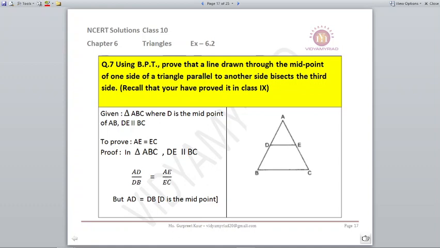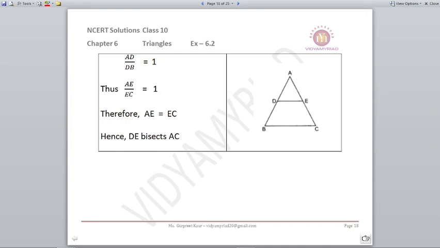Now how do we do that? We know the triangle ABC. We know DE is parallel to BC. So using BPT we can write AD upon DB is equal to AE upon EC. Now since D is the midpoint, that means AD will be equal to DB. We can equate it to 1. Their ratio will come to 1. So if this is equal to AE upon EC, that means AE upon EC will also be equal to 1. So in that case you will realize that AE is equal to EC. So hence we can say that DE bisects AC.